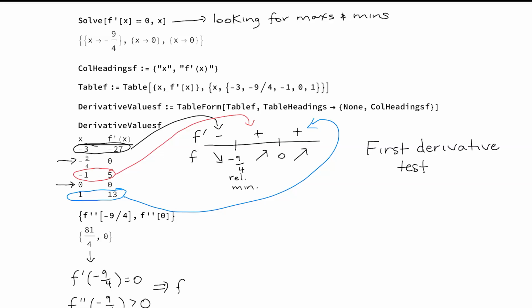Up above, I found that f prime of -9/4 is 0. And I've also now found that f double prime of -9/4 is positive, 81/4, a positive number. Therefore, f has a relative minimum at x equals -9/4. So that's the second derivative test.